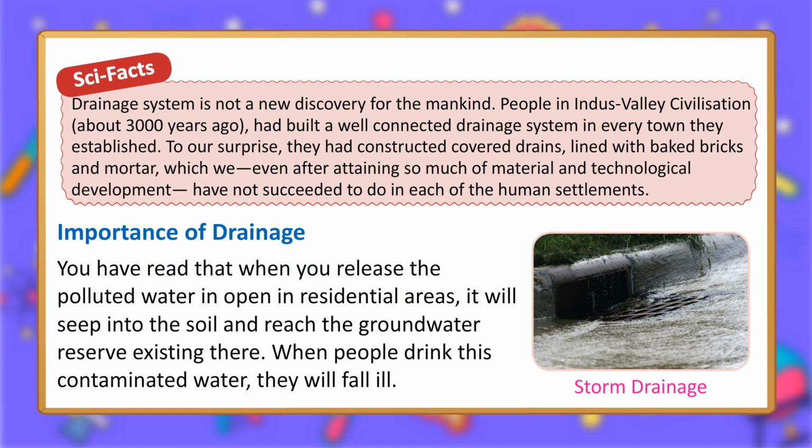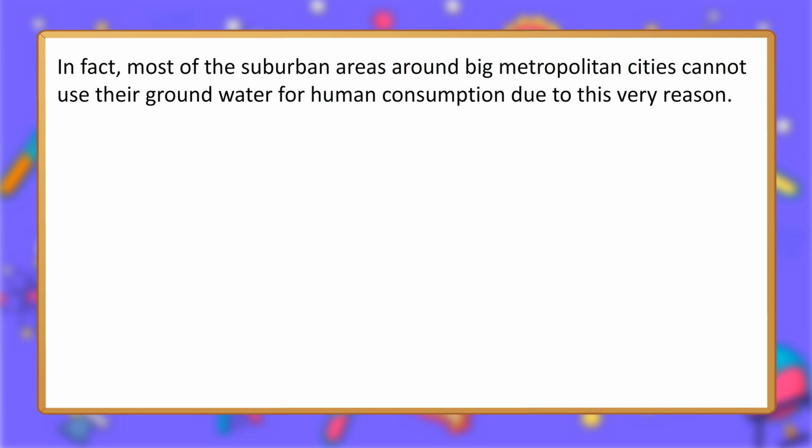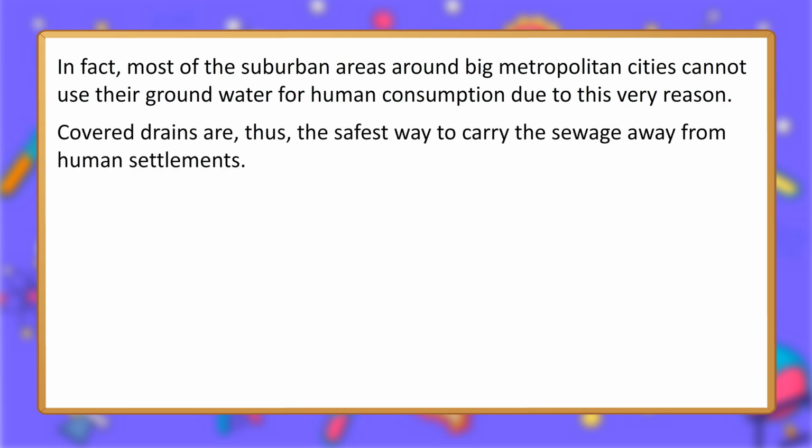Importance of drainage. You have read that when you release the polluted water in residential areas, it will seep into the soil and reach the groundwater reserve existing there. When people drink this contaminated water, they will fall ill. In fact, most of the suburban areas around big metropolitan cities cannot use their groundwater for human consumption due to this very reason. Covered drains are, thus, the safest way to carry the sewage away from human settlements.